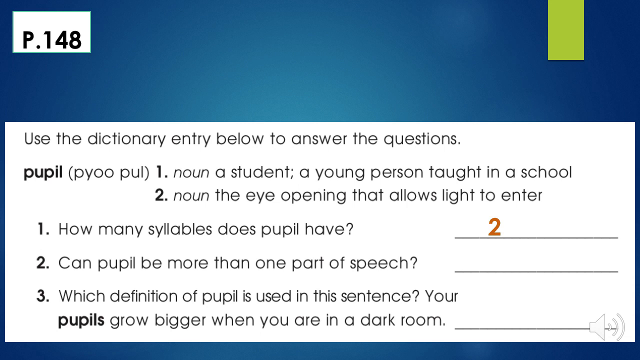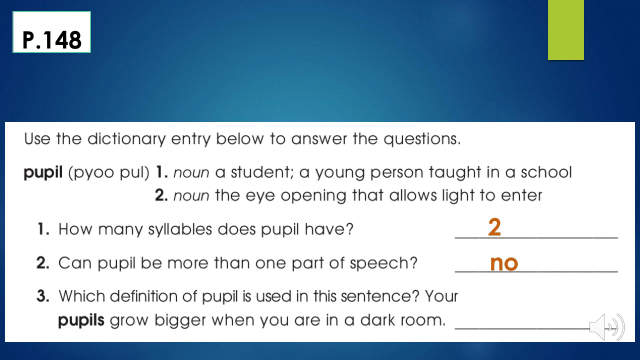Number 2, can pupil be more than one part of speech? It means, can it be a noun or verb or adjective, adverb, or only one part of speech? As you can see above in number 1 and 2, we said both of the meanings are noun. So it means that no, it can be only one part of speech, which is noun. So you write no. Good.